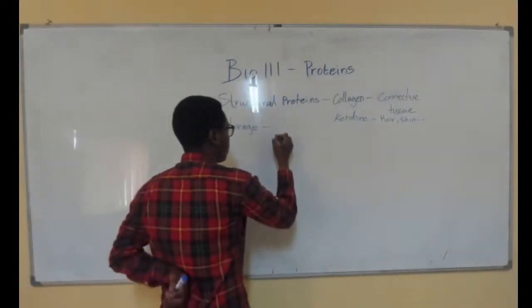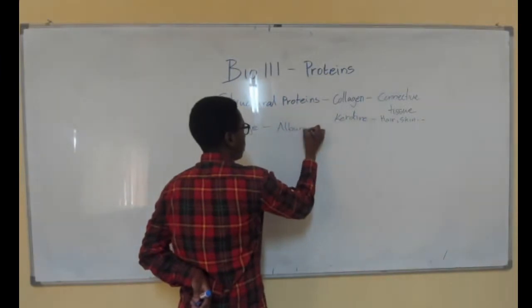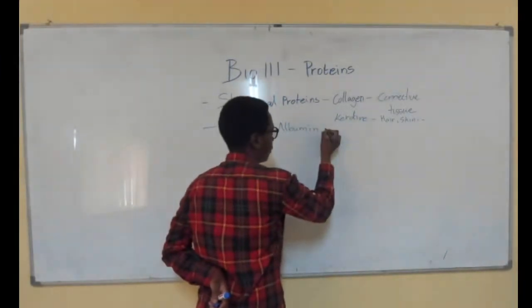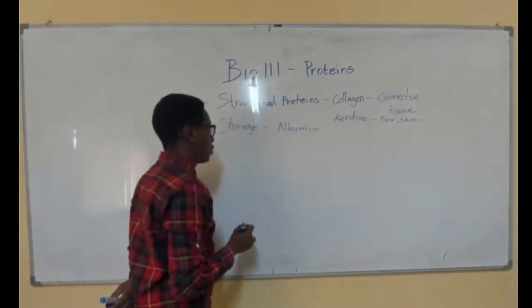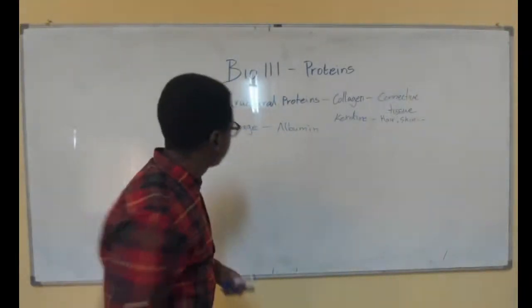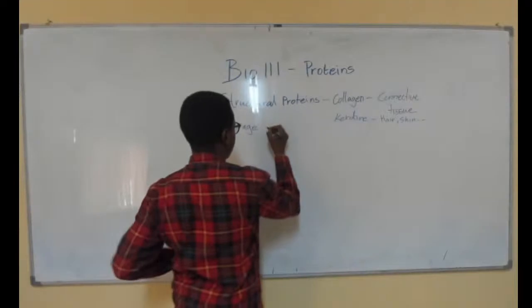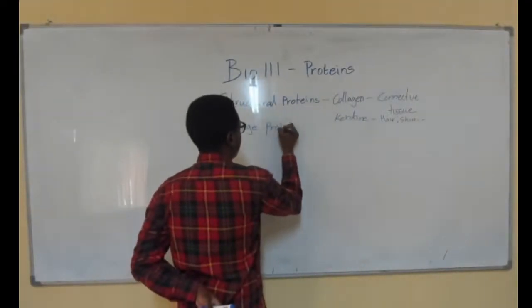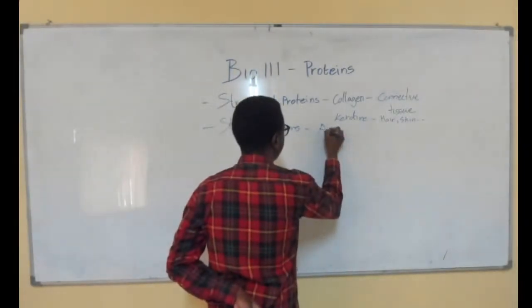For example, albumin, which is found in eggs, right? So it says storage protein. Okay, so let's see. Storage proteins, so albumin.